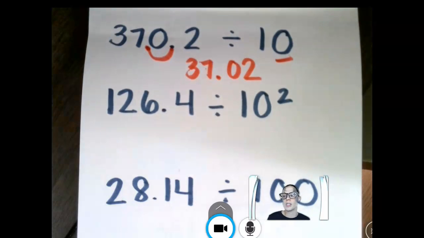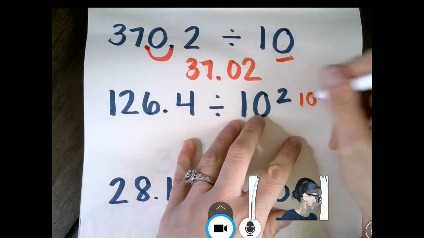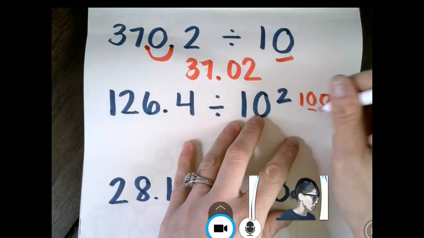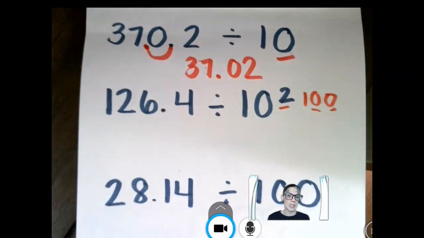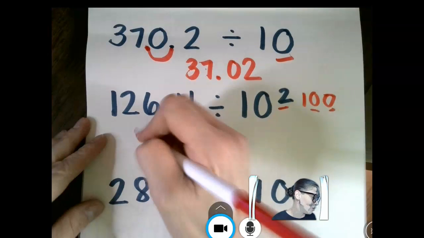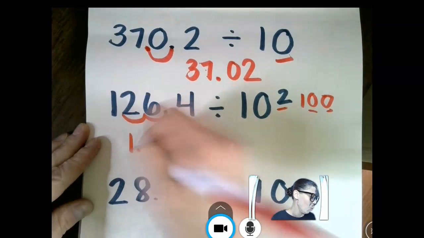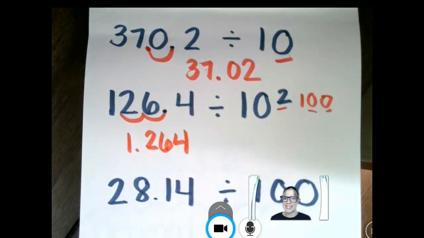Go ahead and try this next one on your own. It's 126 and 4/10 divided by 10 to the second power. So remember, 10 to the second power is the same thing as 100 because that 2 means that there's 2 zeros in that number. So how many times am I moving that decimal to the left? 2 times. So my answer should be 1 and 264 thousandths.